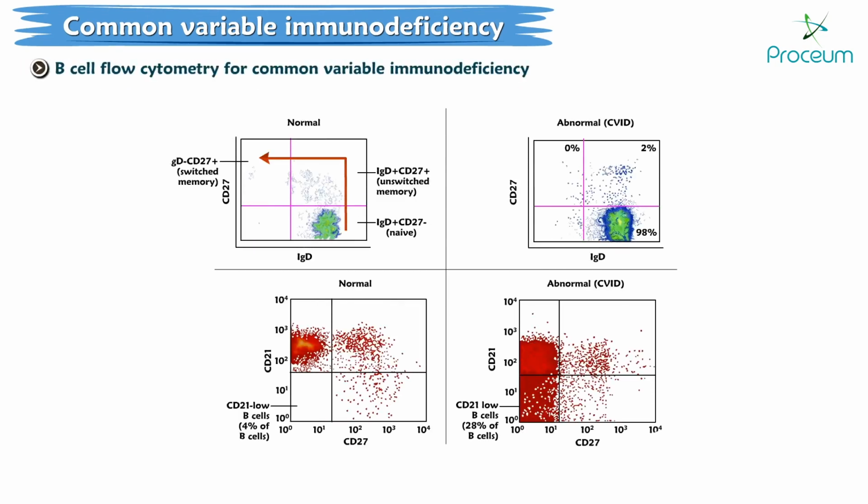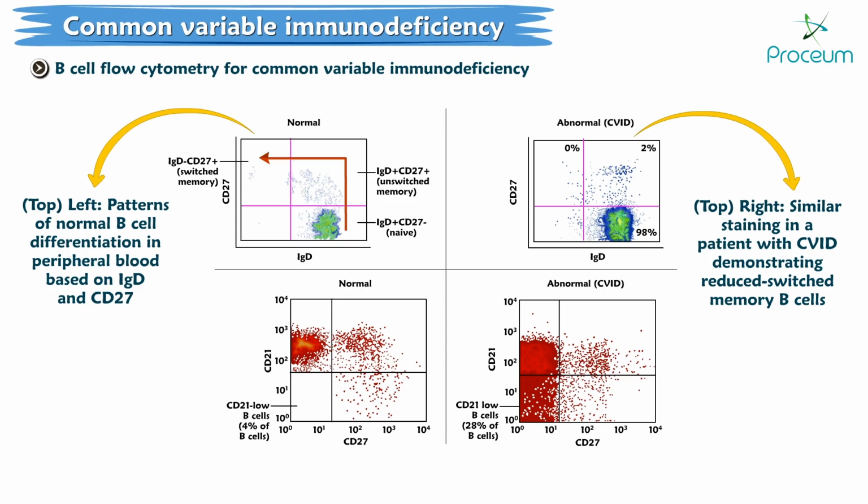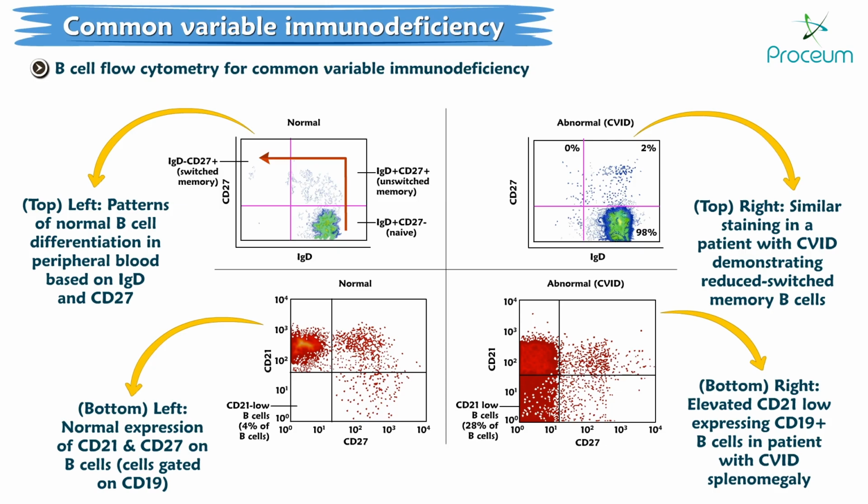The following 4 graphs demonstrate the B-cell flow cytometry for common variable immunodeficiency. The top left graph shows the patterns of normal B-cell differentiation in peripheral blood based on immunoglobulin D and CD27. The top right graph shows similar staining in a patient with CVID demonstrating reduced switched memory B cells. The bottom left graph shows normal expression of CD21 and CD27 on B cells, cells gated on CD19. And the bottom right graph shows elevated CD21, low expressing CD19, and B cells in patients with CVID and splenomegaly.